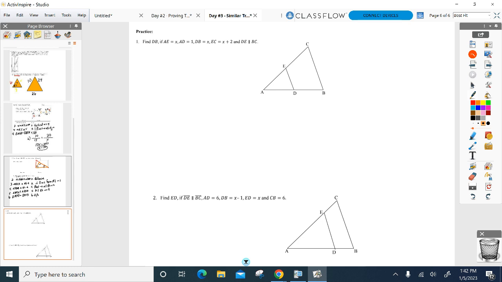All right. AE is x. AD is 1. DB is x. EC is x plus 2. And I gave you these are parallel.